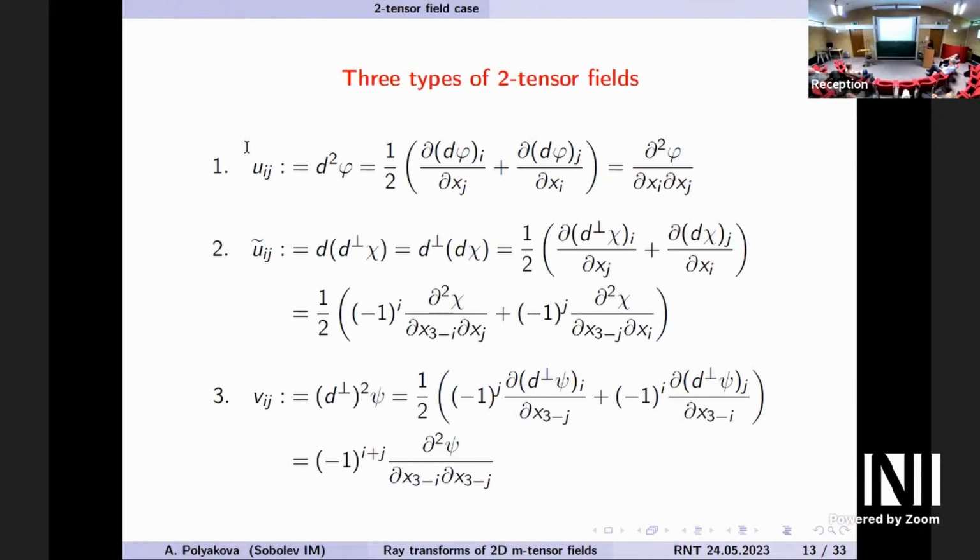And maybe this formula would scare, but it's really simple. For example, this is the gradient for a vector, and then we apply the gradient again to each component. Such a type, and here we needn't use a symmetrization operator because we get a symmetric field.